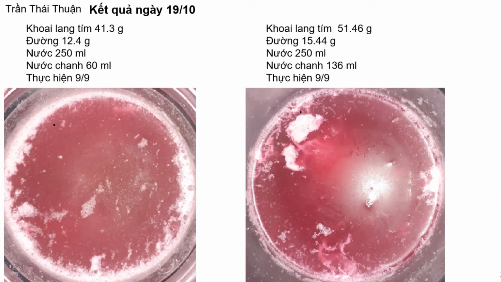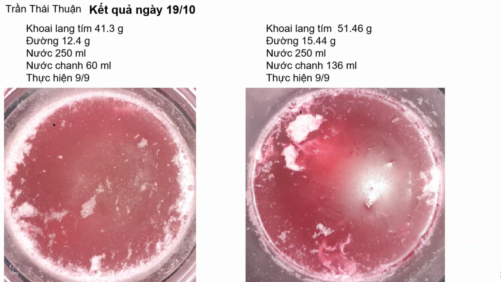Sample number 3. Ingredients: purple sweet potato 51.46 grams, sugar 15.44 grams, water 250 ml, lemonade 136 ml. Calculated pH 5. Description: there are a lot of air bubbles appearing. The white layer floating on the surface is negligible. No alcohol smell. No vinegar smell.